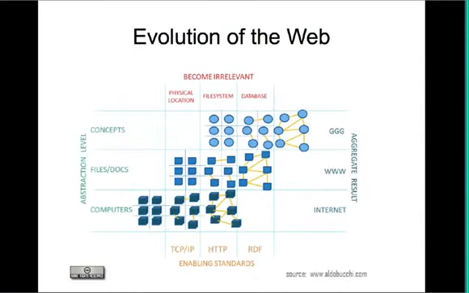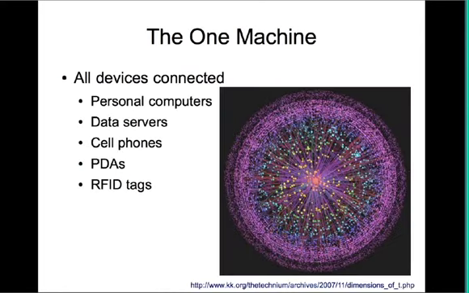So you can see this as an evolution. On the bottom left corner, we started with computers and then TCP/IP, and slowly we're moving from documents to concepts and entities as part of a graph. And RDF is the standard that you can use to describe this information. And then there's the concept of the one machine where everything is connected. All the devices are connected, and now they share data, they push data around.